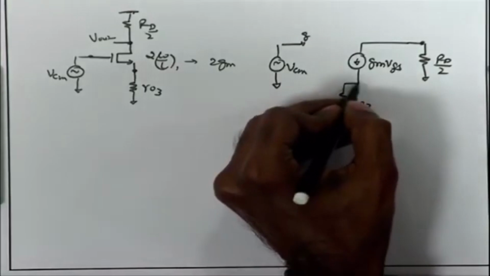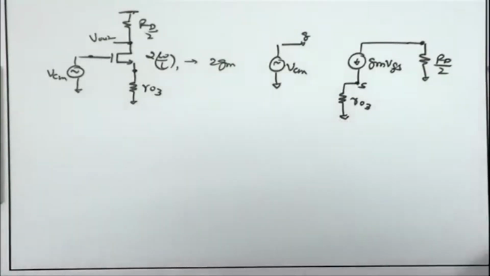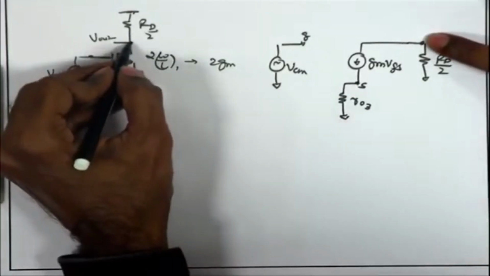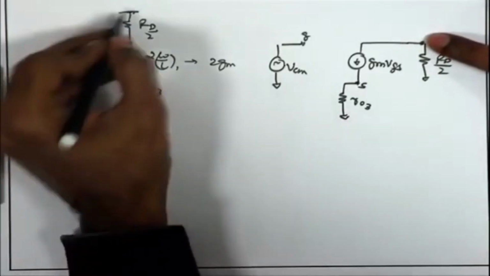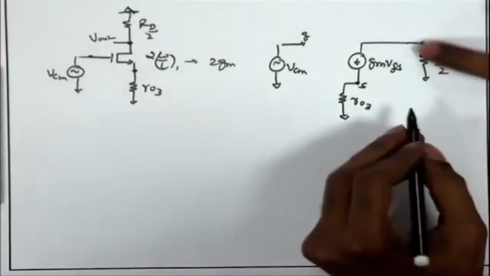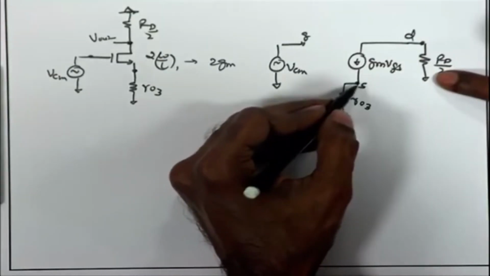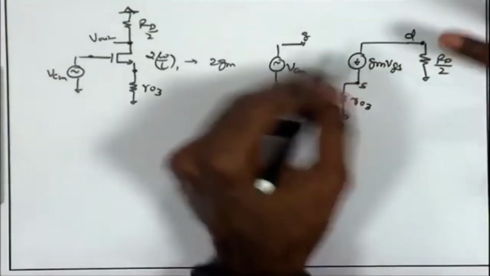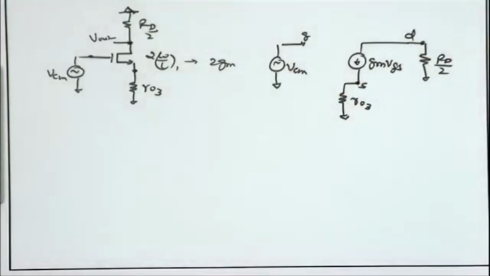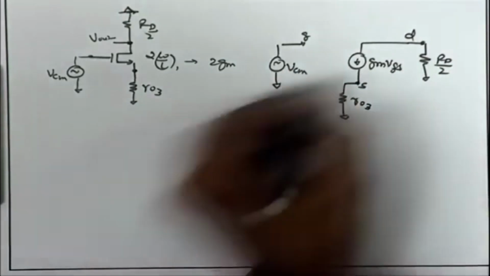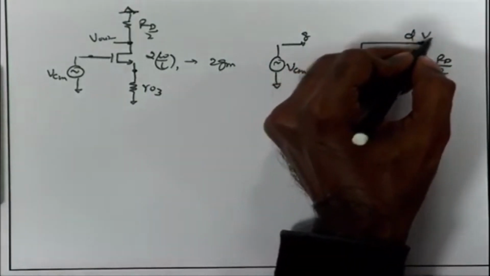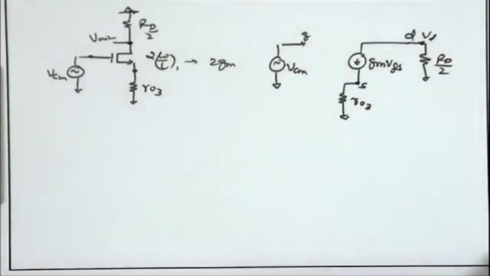I have RO3 between the source and the AC ground. Remember, RD is between the drain and VDD. For small signal, VDD is also AC ground. So, RD by 2 appears between drain and the AC ground, RO3 appears between the source and the AC ground. Now, we have this small signal equivalent circuit for this case, and I can try to solve it and find out what is the relationship of VD as compared to VCM.